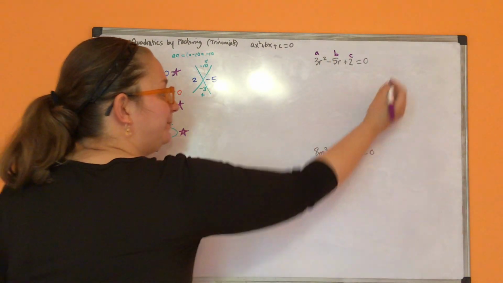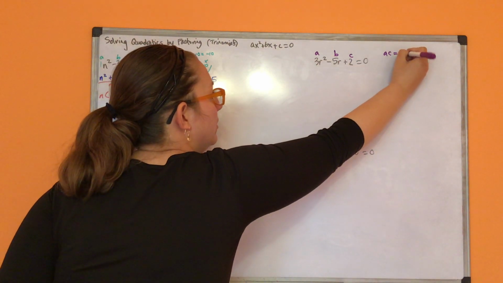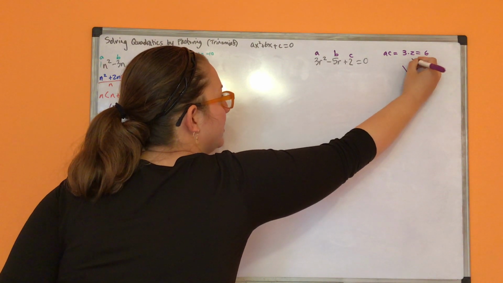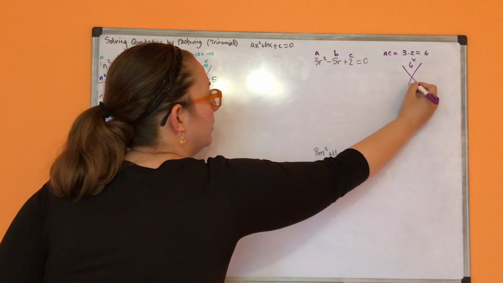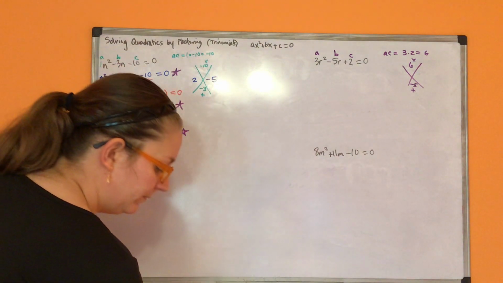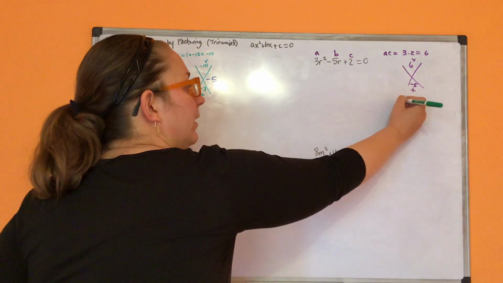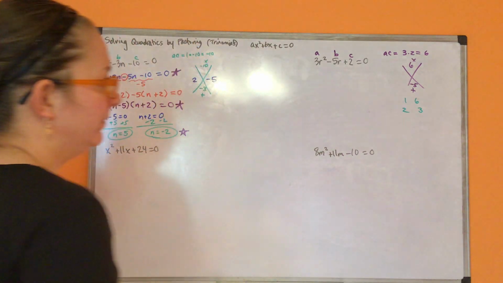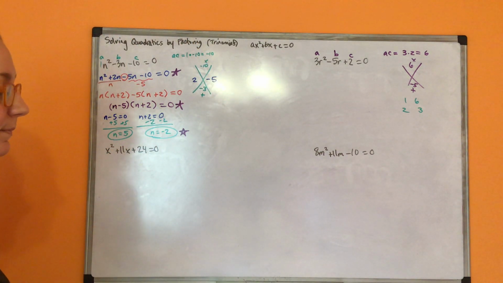A, B, and C. A times C is going to be 3 times 2, which is 6. So we're looking for numbers that multiply together to 6, but add up to our B number, which is -5. So, how can I get to 6 by multiplying? I can do 1 times 6. I can do 2 times 3.